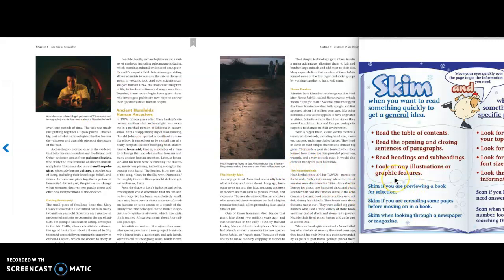So going further, skim if you are previewing a book for the selection, skim if you are rereading some pages, and you skim when looking through a newspaper or magazine to find what it is you actually want to read. If you're trying to answer questions in a text, skimming, looking at headers, will help you to know exactly where to find the information so you don't have to read the entire thing to find the answer.